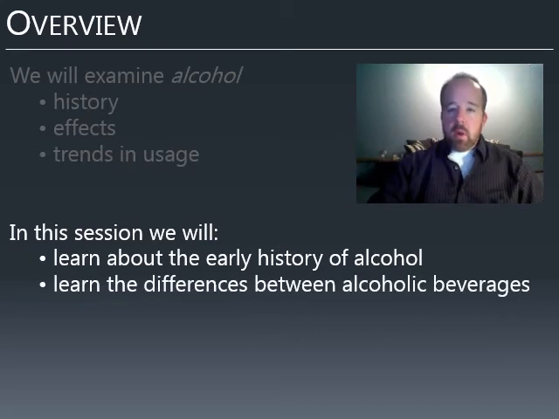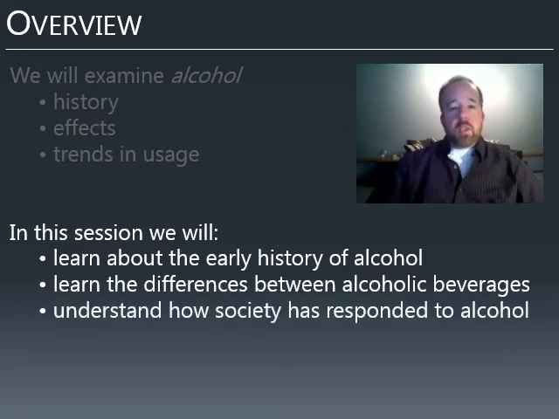One of the things we'll learn is the differences between different types of alcoholic beverages. This is important because different beverages have different alcohol content. That's the most important aspect for us. But also our society has different attitudes toward different kinds of alcoholic beverages. Some are more popular, some are viewed as more harmful. But in the end, they all contain alcohol. So we'll see how society has responded to alcohol and alcoholic beverages.